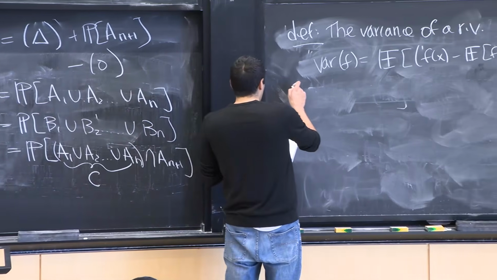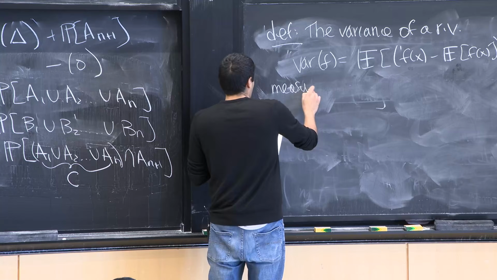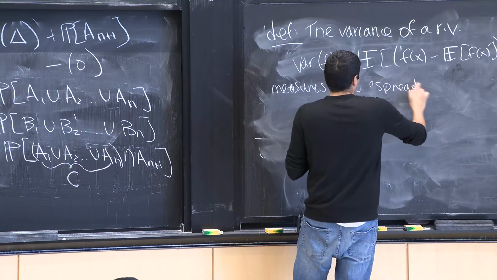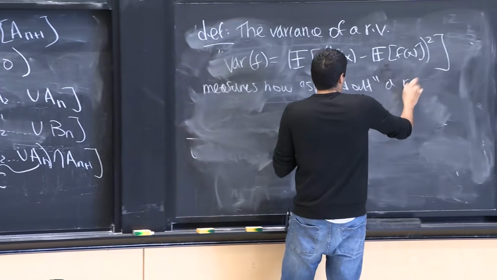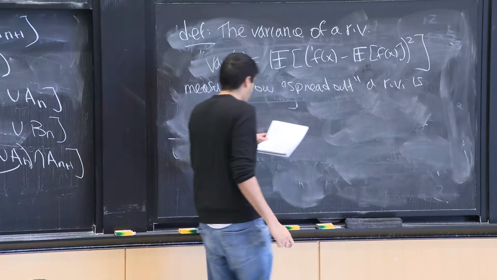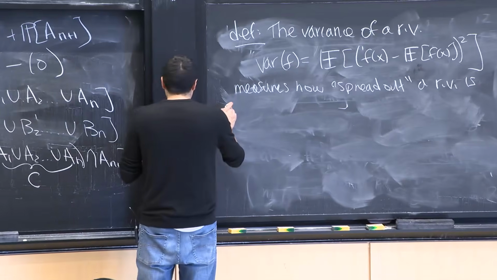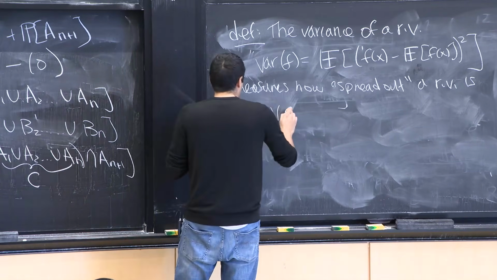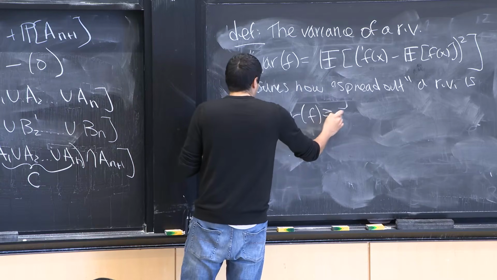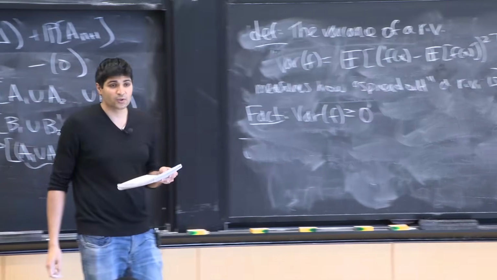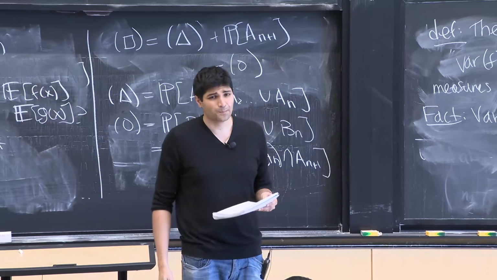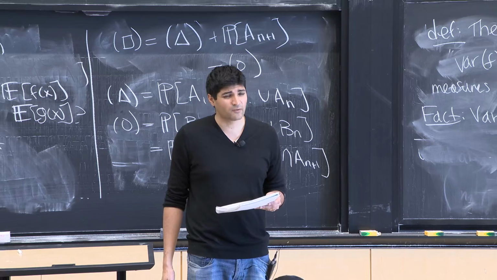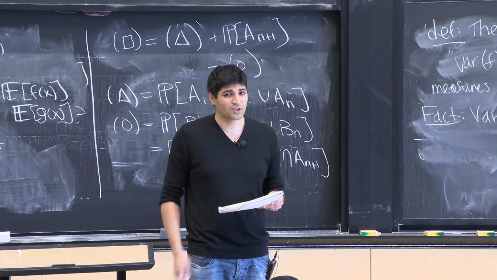So that was my informal claim, that it measures how spread out a random variable is. Let me give you a basic fact, which is easy to show. So first of all, I claim that the variance of f is non-negative. That's true for any random variable. Can anyone argue why this is true so that I don't have to prove it? There should just be a one sentence, yeah?